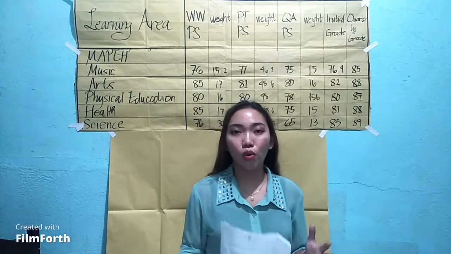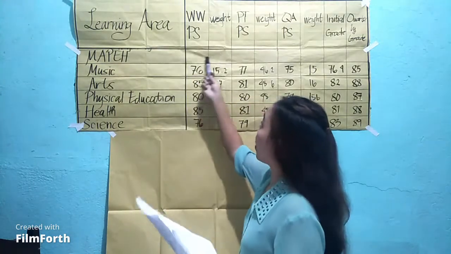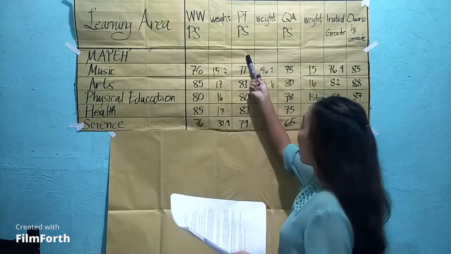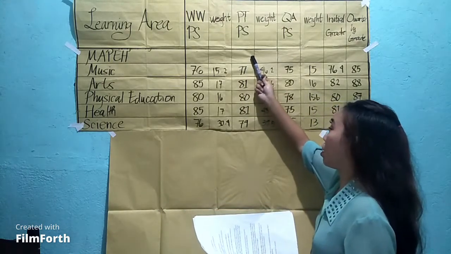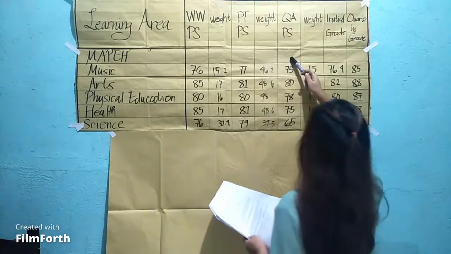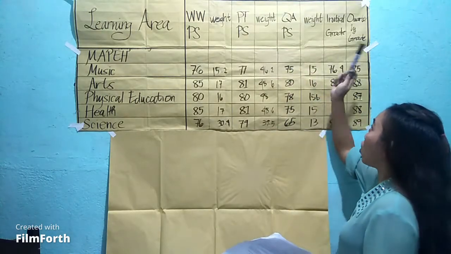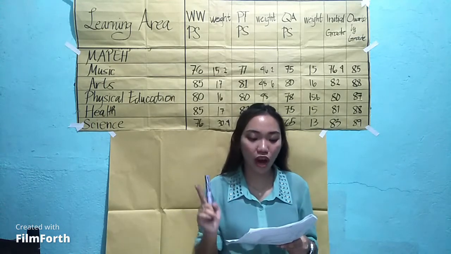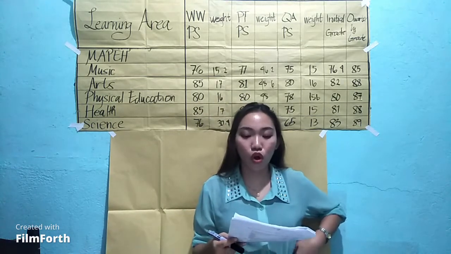So now we are going to proceed in finding the MAPE grades: written work, percentage score, weight, performance task, percentage score, weight, quarterly assessment, percentage score, weight, initial grade, and quarterly grade. And to find that, we solve it and answer the following question. Number one, what is Paolo's composite grade in MAPE and how did you find it? So, by finding it, we are going to solve it.